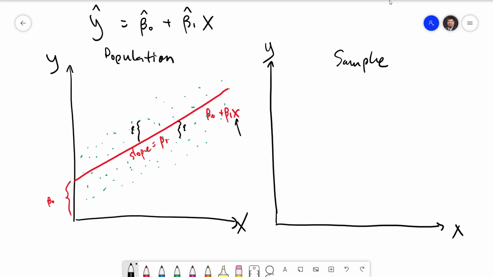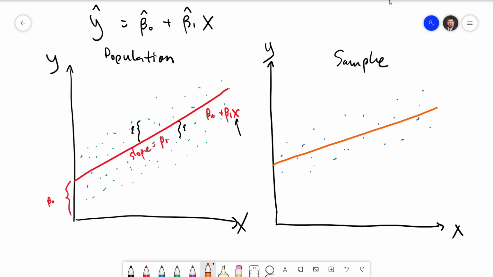Remember that the population is too big for us to realistically measure. We have too many of these green dots, so we are going to select from those green dots a sample. So all of the blue dots that I'm drawing over here on the sample side are also green dots on the population side. It's just that we don't have all of them. We're then going to run a regression that's going to give us estimates for beta 1 and beta naught. That's going to be our beta hats.